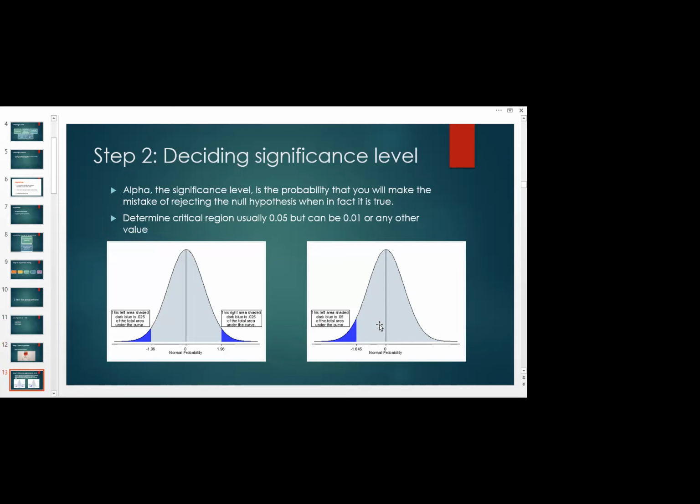After stating the hypothesis, the next step is to decide a significance level. The significance level is usually taken as 0.05, but it can be 0.01. And 0.1 is also used, but it is not used in medical research. Alpha is the significance level, which is the probability that you will make the mistake of rejecting the null hypothesis when in fact it is true. We determine the critical region. Usually it is 0.05, but can be 0.01 or any other value.